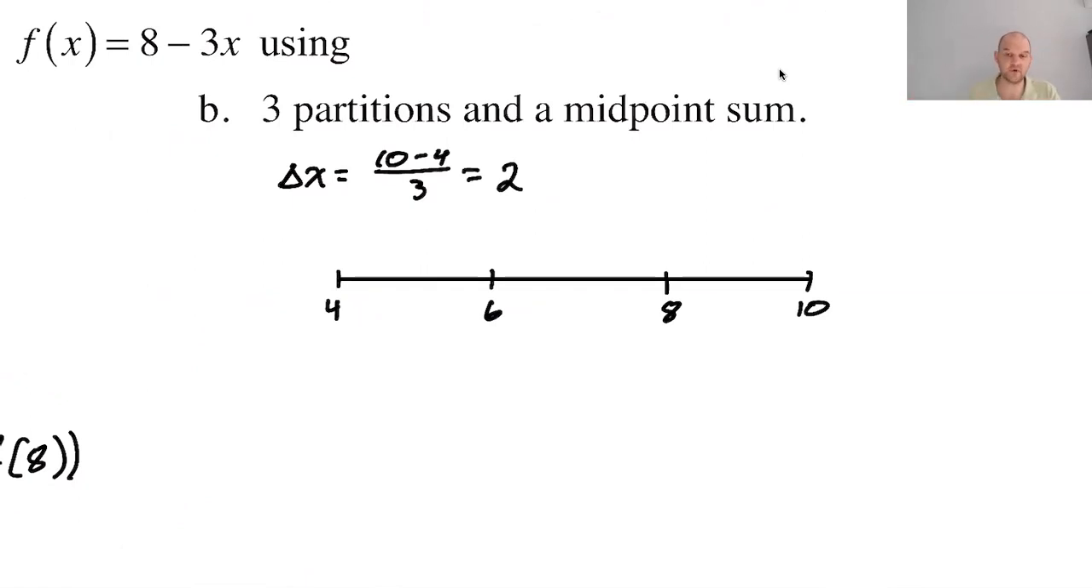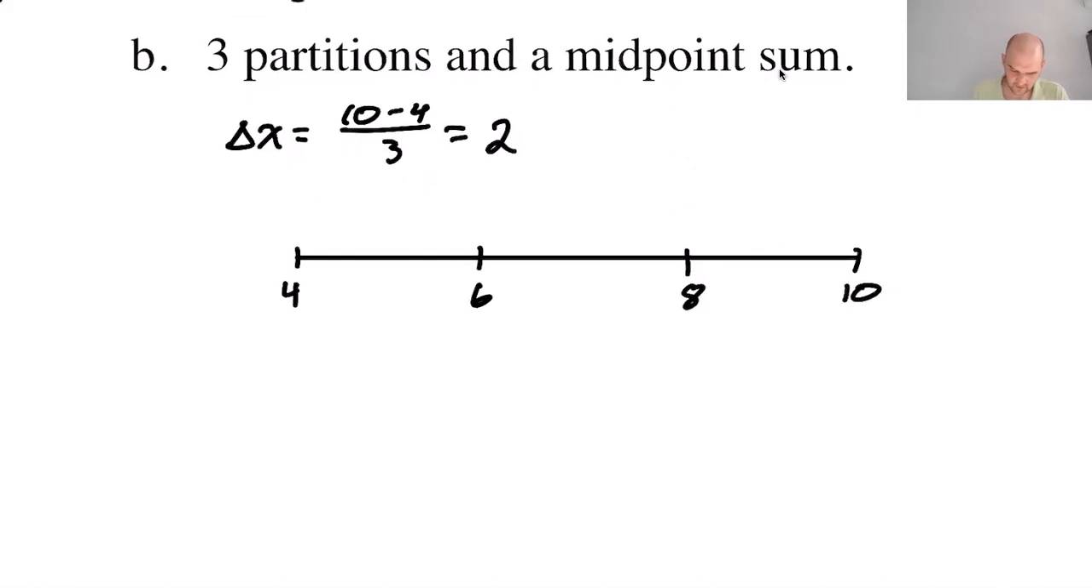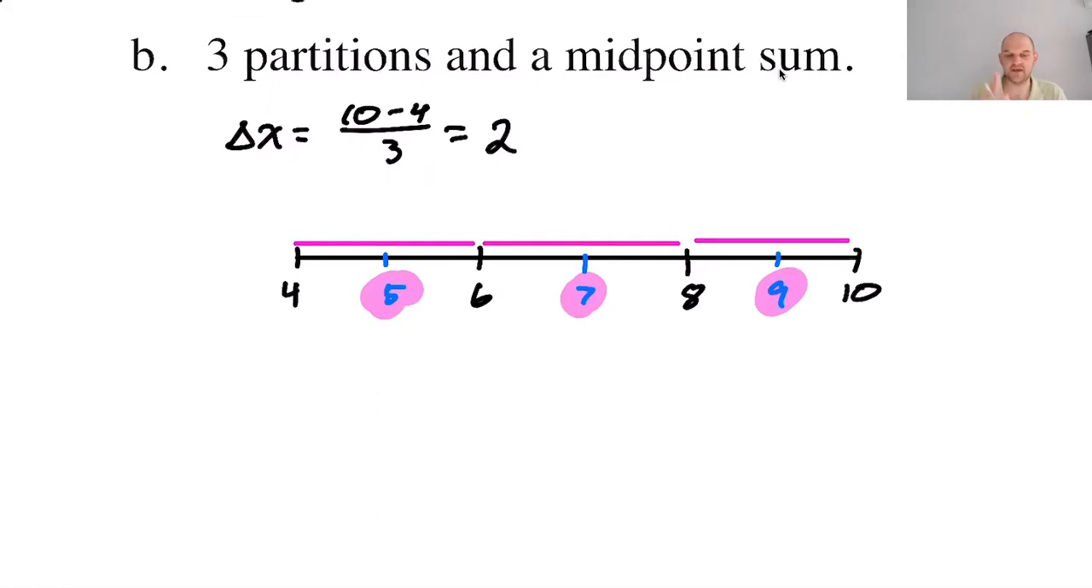We need the midpoint of each subinterval. So we're going to find the height at 5, the height at 7, and the height at 9. So these are where we're finding our heights. The base of each goes from here to here, and then from here to here, and then from here to here. That's the base. So the base is 2, and then the height will be f of 5, f of 7, f of 9.